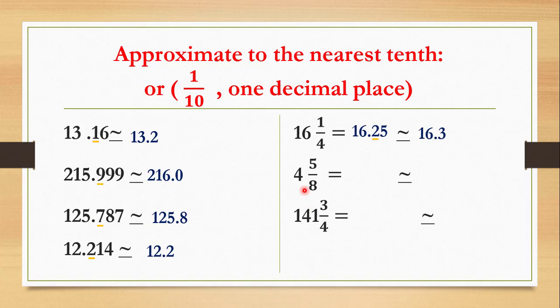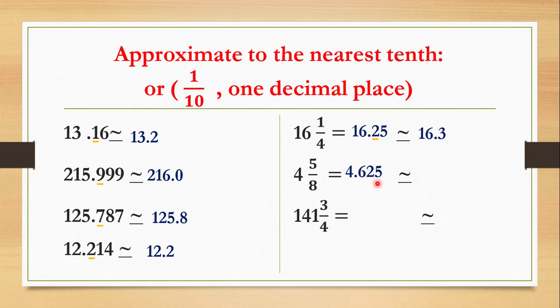The next one, also, I want to approximate to the nearest tenth, so I should convert it into decimal by multiplying up and down by 125. The whole number will stay as it is. Then I'll multiply 5 over 8 up and down by 125. We said before 8 times 125 is 1000, so the denominator will be 1000, and up we have 5 times 125, which is 625. It means 4 and 625 over 1000, which is 4.625.